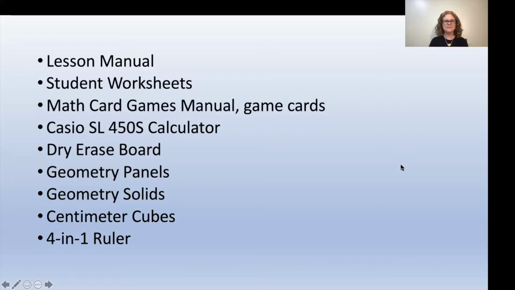Today we're going to walk through lessons 129 to 132. So let's get started. This week you're going to need your lessons manual, the student worksheet book, the math card games manual with the game cards. You'll need the Casio SL450S calculator. You'll need your dry erase board. You'll want to get your geometry panels, the geometry solids, the centimeter cubes, and the 4-in-1 ruler.